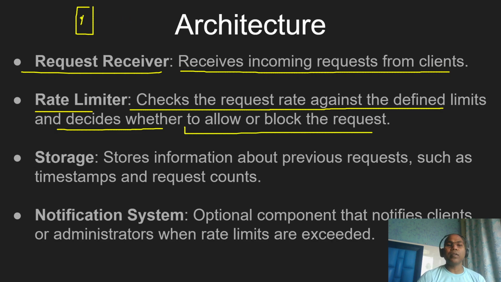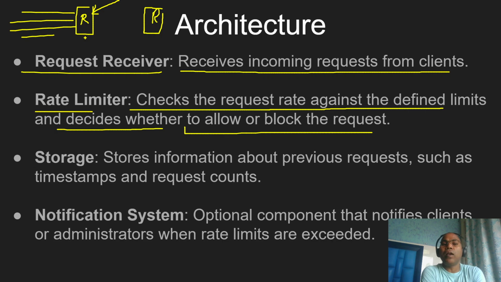Rate limiters have configuration data available. They know all the requests go to the service request receiver first. As per the configuration we have given, as per the user preferences, user profile, user subscription size, the number of requests, all are checked by this rate limiter.